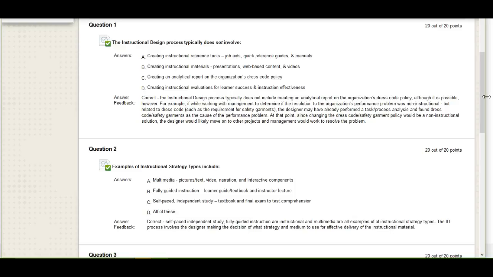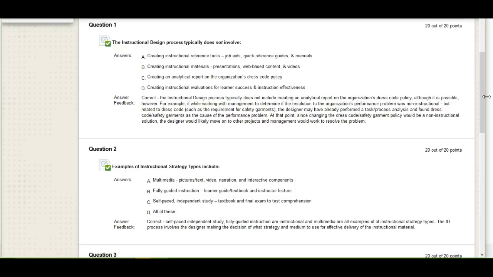Since the designer had already performed that task analysis and found that the dress code and safety garments were the cause of the performance problem, they would at that point determine that it is a non-instructional solution, and the designer would likely move on to other projects while management works to solve that problem.